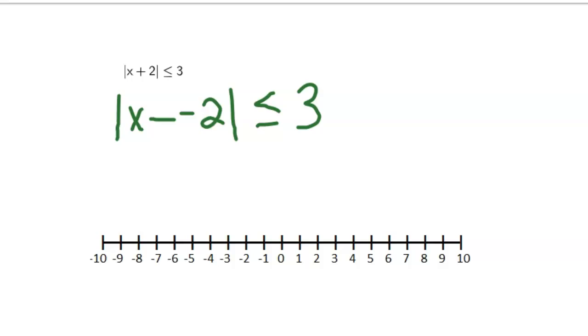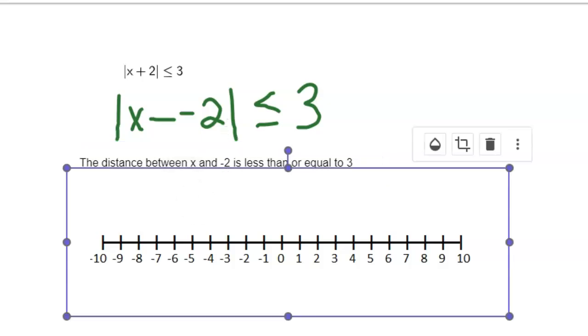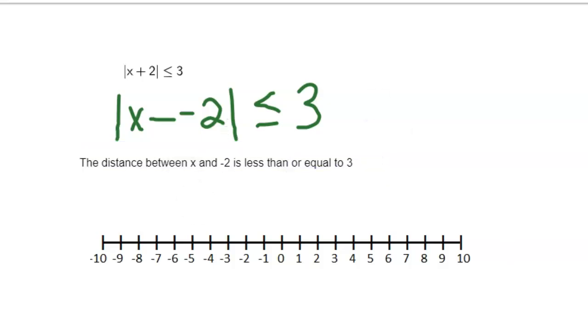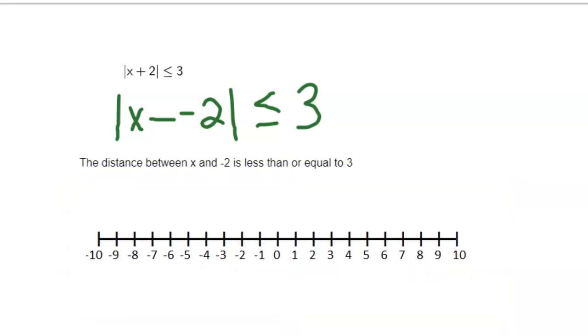The definition then is the distance between x and negative 2 is less than or equal to 3. So here's negative 2. And the distance has to be less than or equal to 3 away from there. So there's 1, 2, 3. Right there would be a solid circle. And then you'd also have 3 the other direction. So 1, 2, 3, we're here. And so it's all the points from negative 5 to 1.